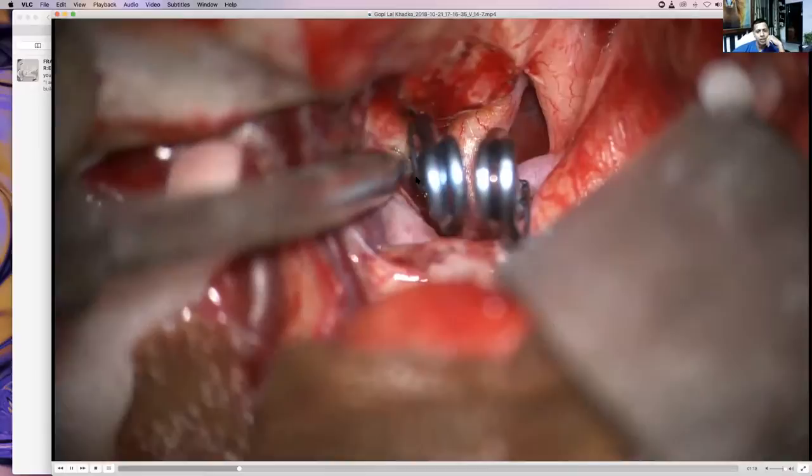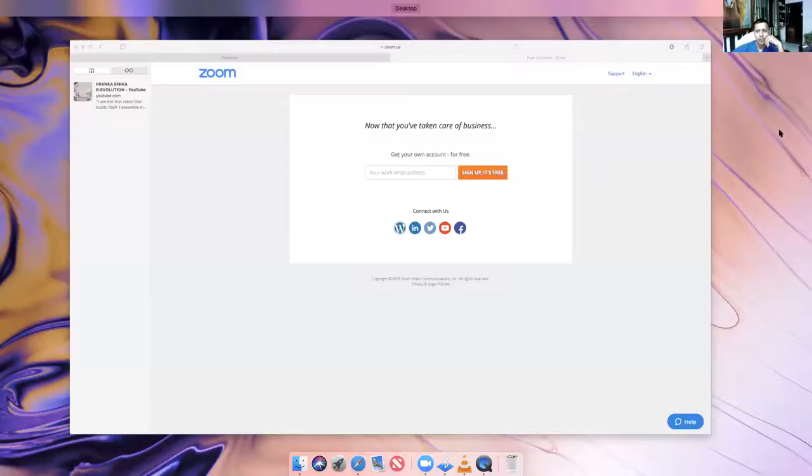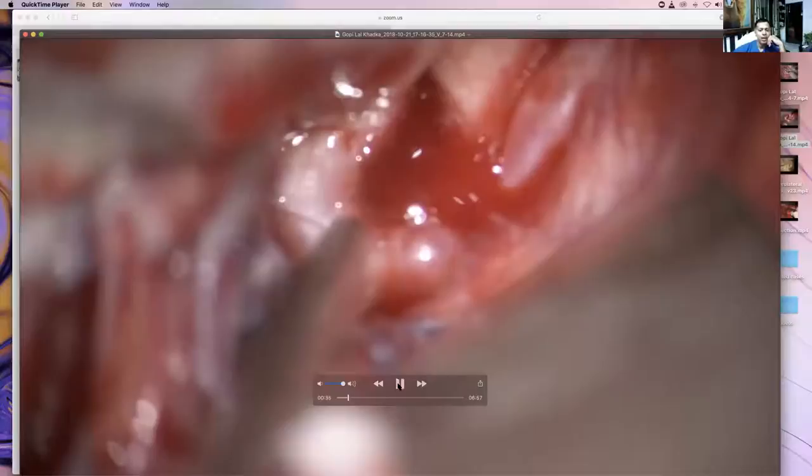Okay. So I think I got the wrong clip. So let me just... Okay, this one is the IC bifurcation. I got it right there.